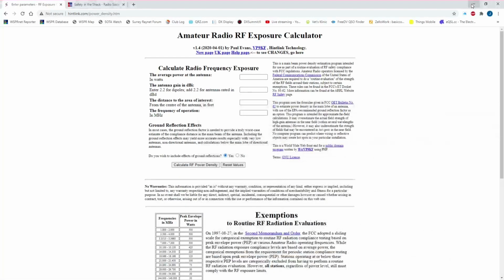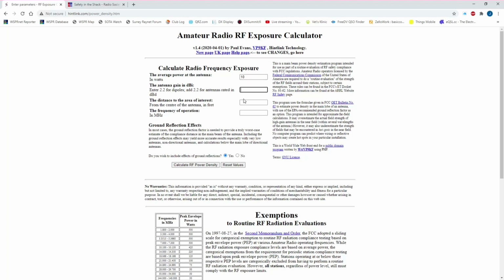There's another website you can see here, hintlink.com, and you can put your figures in there. And actually, let's do this for my example. Now, we know from looking at the previous tables that what I did was safe, allegedly, but let's put in the example in the photo here.